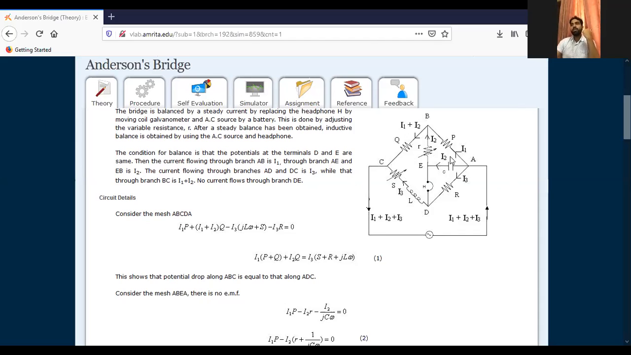A to B, this is the current I1. Here the current is I2. Here the current is I3. So all the currents are mentioned. तो यहाँ I1 plus I2 plus I3 flow कर रहा है. Here we have the I1 plus I2 plus I3. So three current components are being shown up here.